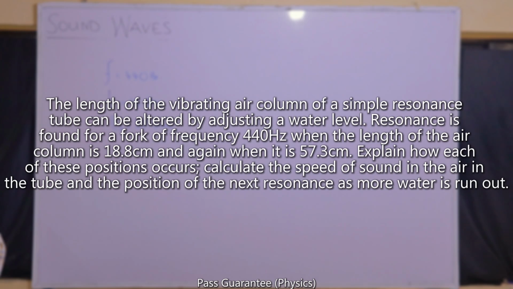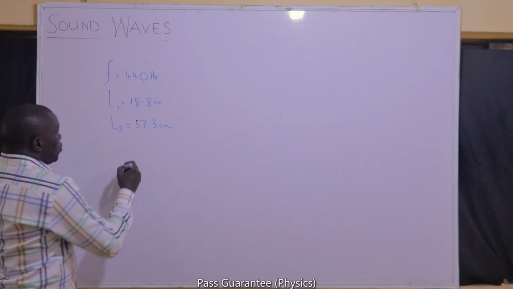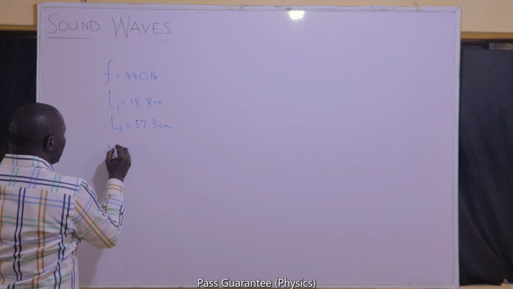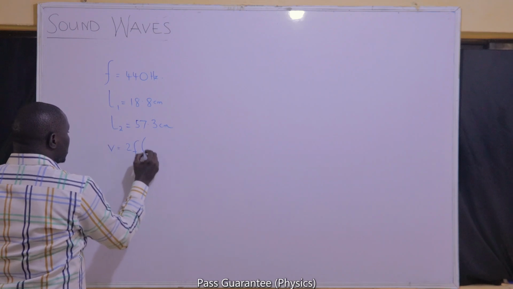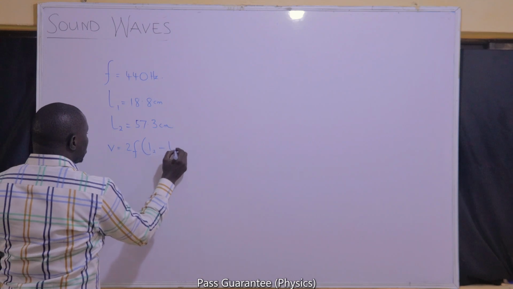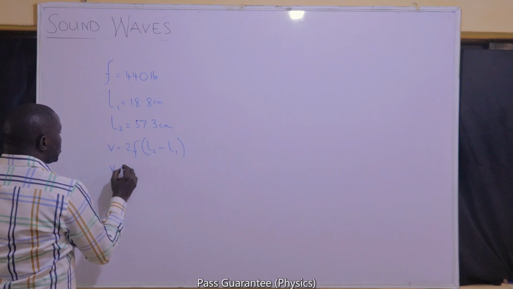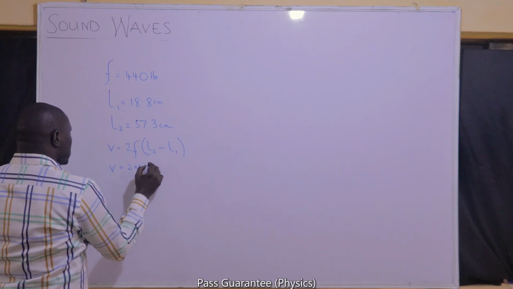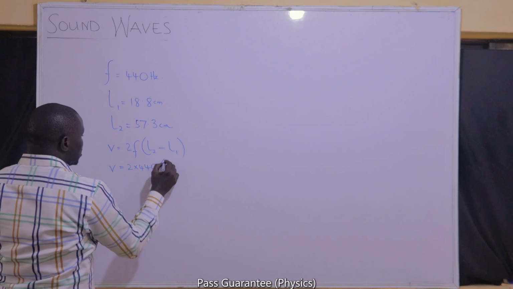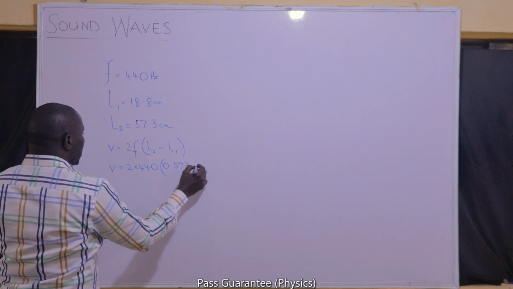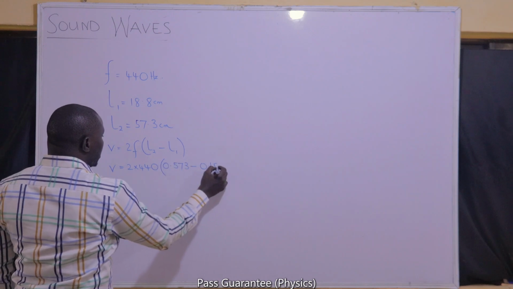We are asked to calculate the speed of sound in the air in the tube, and the position of the next resonance as more water is run out. We want to find the position. We want to find the velocity. Remember that the velocity of sound in a resonance tube can be obtained from L2 minus L1. The velocity will be 2 times 440 multiplied by L2, which is 57.3. I can change that to meters. That will be 0.573 minus L1, which is 0.188.